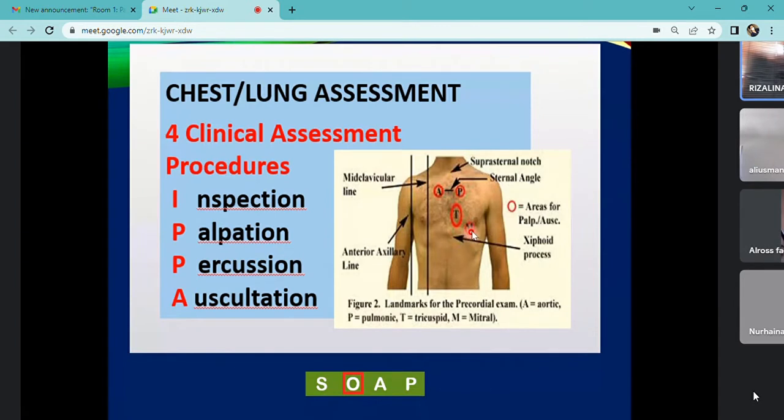And then the mitral valve, we need to evaluate it here with our stethoscope. It is quite close to the anterior axillary line. Okay, so that is under inspection, palpation, percussion, and auscultation of the heart.